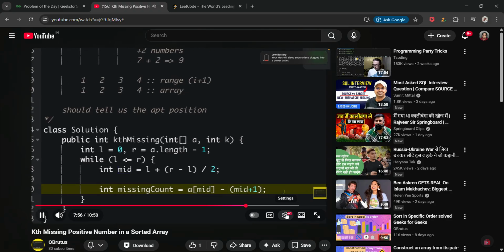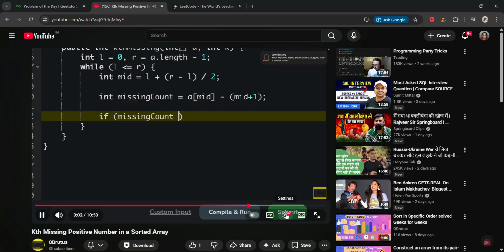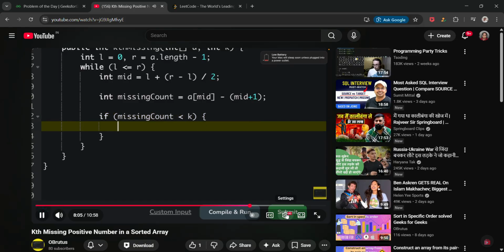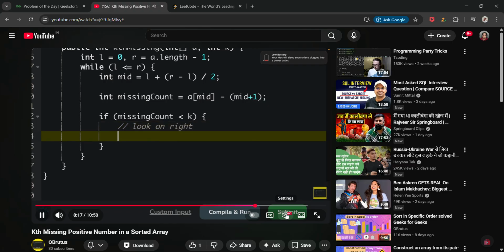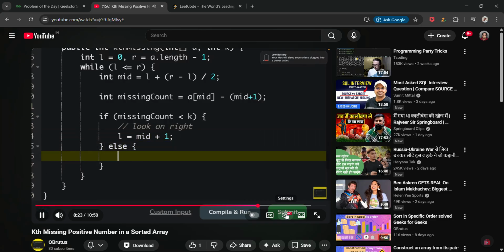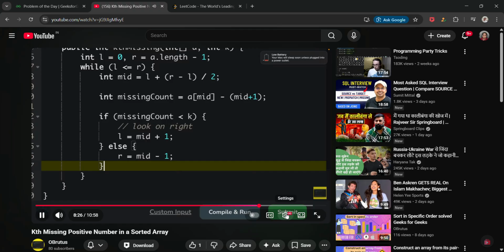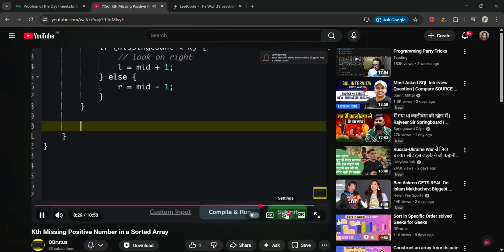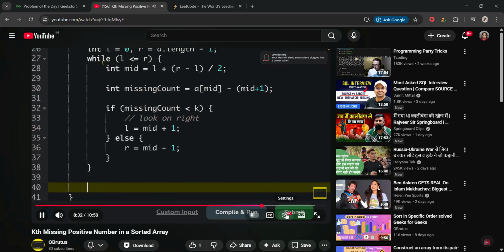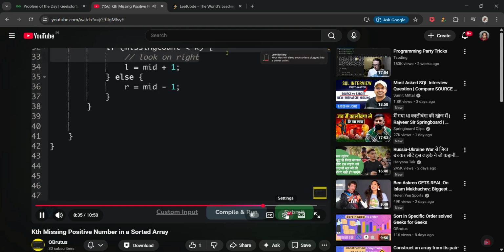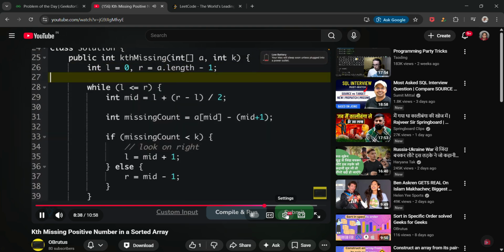Cool. Now let's check: if the missing count is lesser than the provided k, we need to look further right, because we wanted to get the higher number. So left is equal to mid plus 1, else right is equal to mid minus 1, similarly but in the reverse fashion. Ultimately, the moment comes that this while loop would break, and once it breaks, we would have an appropriate position.